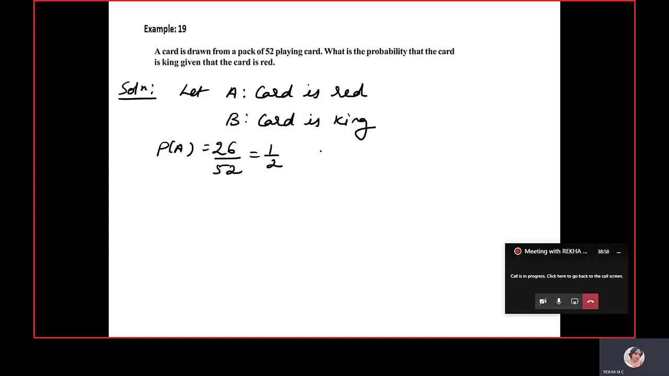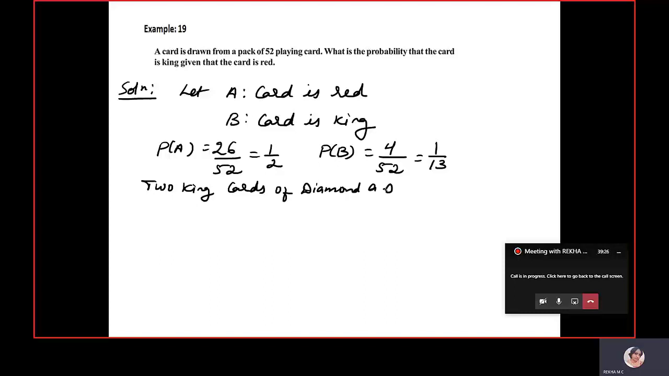And the probability of B, that the card is a king. How many king cards do we have? That is 4 divided by 52, that is 1 by 13. The 2 king cards of diamond and heart are red. So therefore P of A intersection B is equal to 2 by 52, that is equal to 1 by 26.